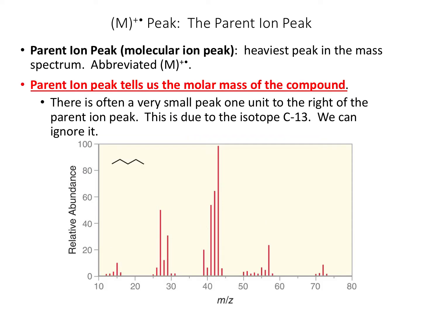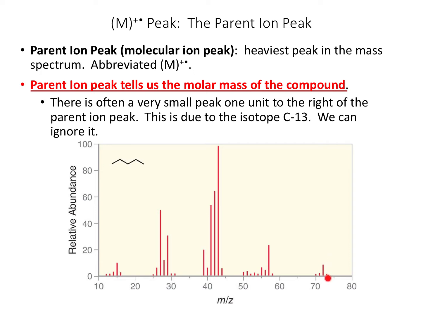All right, one of the most important things that we look for in the mass spectrum is the parent ion peak. Sometimes it's also called the molecular ion peak. And this is the heaviest peak in the mass spectrum. You can see how we abbreviate it here. The parent ion peak tells us the molar mass of the compound. Oftentimes we're using mass spec when we don't know the molar mass of the compound, but we can compare it. In this case, we do know that this is the mass spectrum of pentane. Pentane is C5H12, so 5 times 12 for the carbons is 60, plus the 12 hydrogens gives us 72, and so this is the parent ion peak, and it corresponds to the molar mass of the compound.